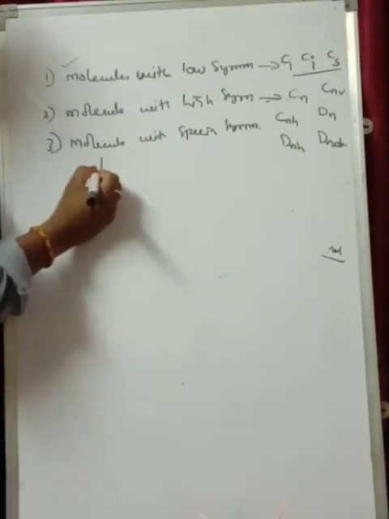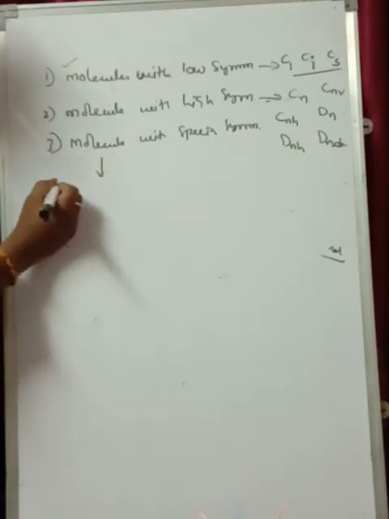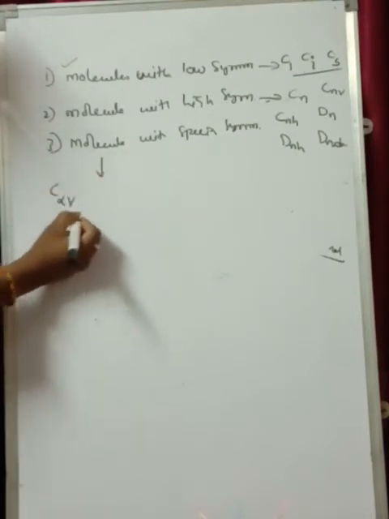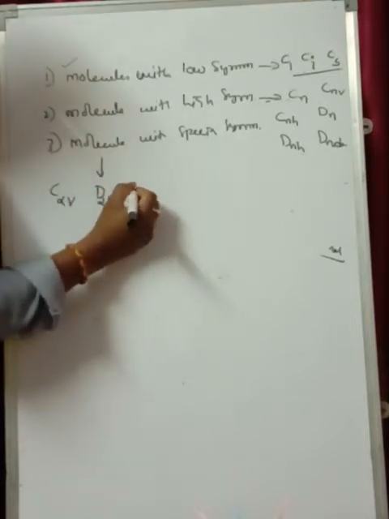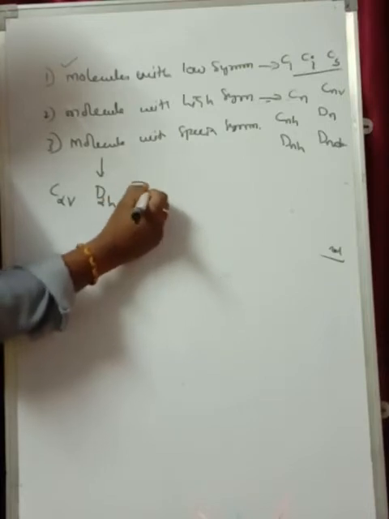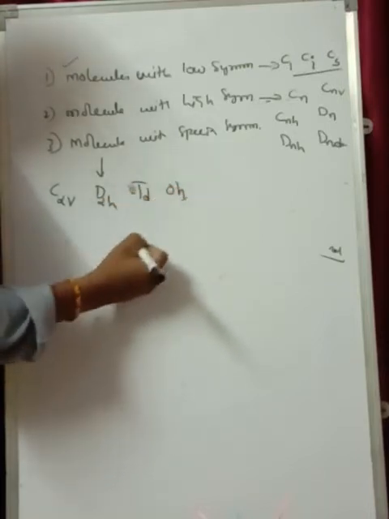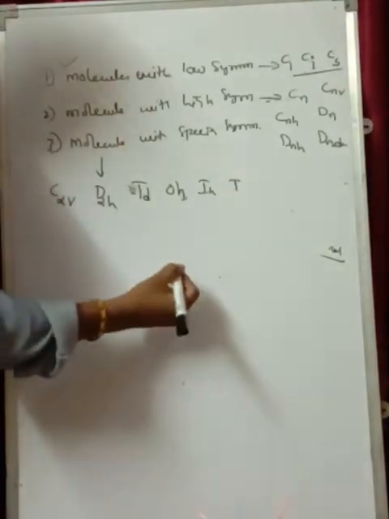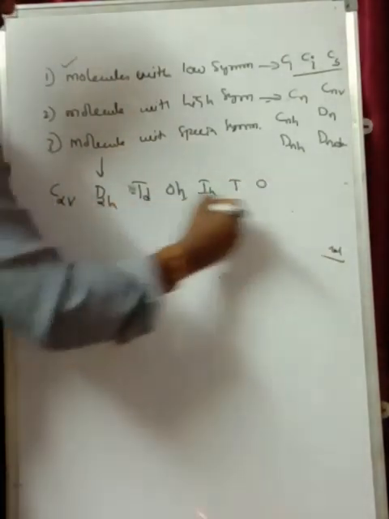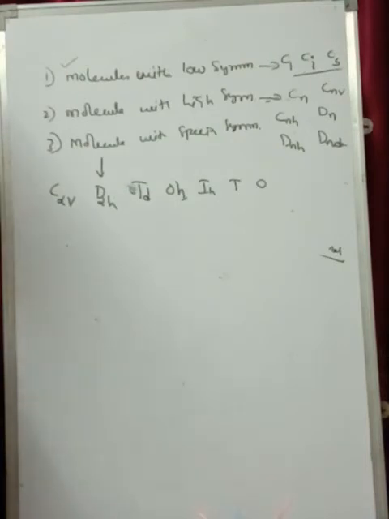And coming to molecules with special symmetry, under this category we have C infinity V, D infinity H, and the tetrahedral point group, octahedral point group, icosahedral point group, T point group, O point group. So these are the point groups which come under the special category.